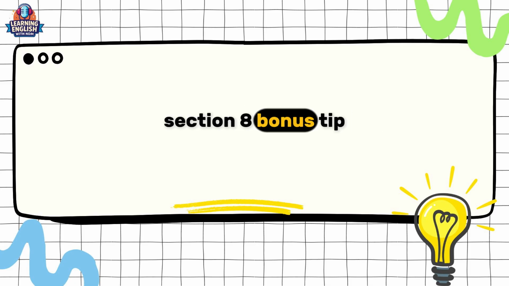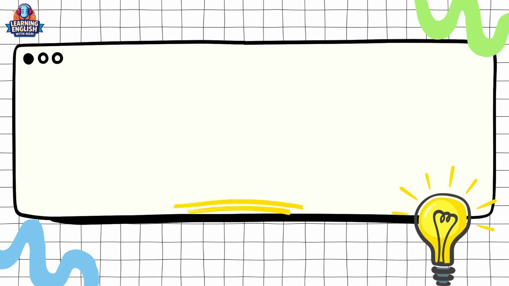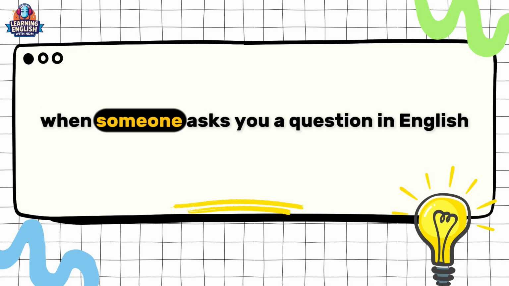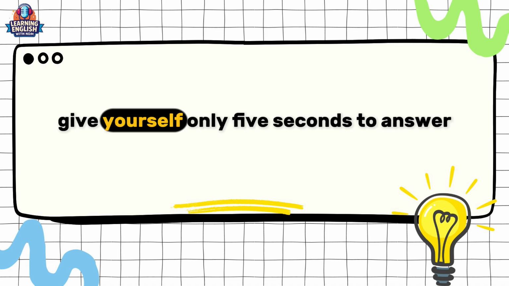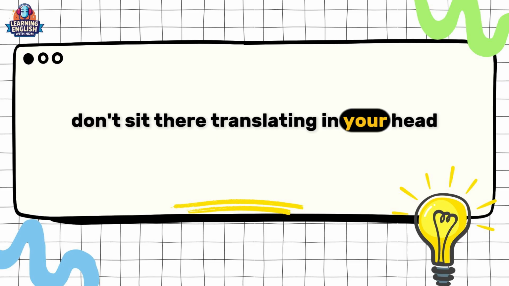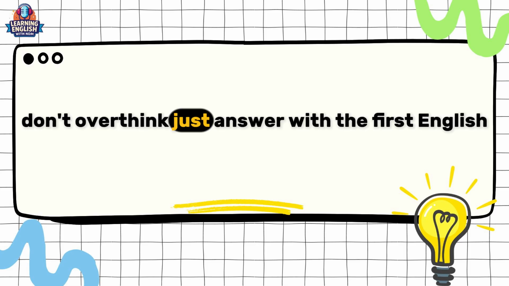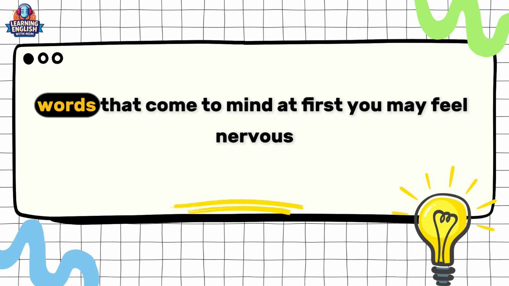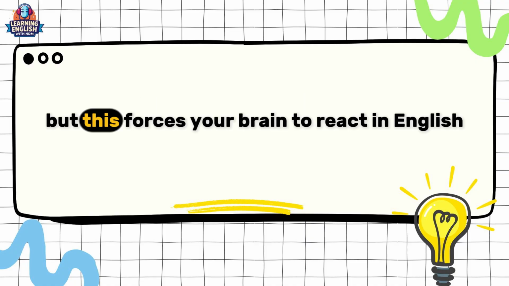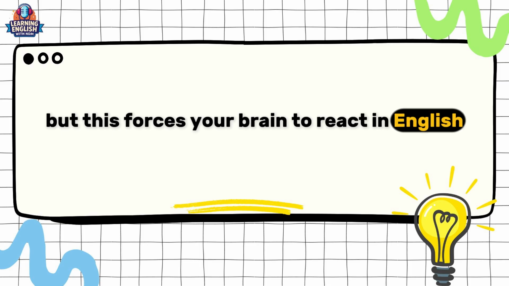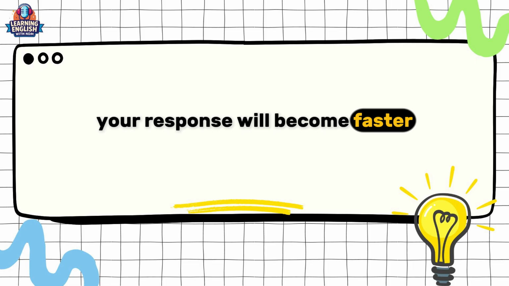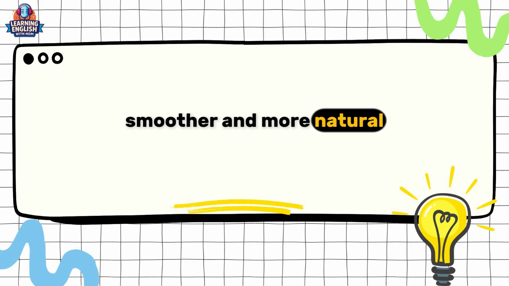Section 8. Bonus tip: the 5-second rule. Finally, here's my favorite tip: the 5-second rule. When someone asks you a question in English, give yourself only 5 seconds to answer. Don't sit there translating in your head. Don't overthink. Just answer with the first English words that come to mind. At first, you may feel nervous, but this forces your brain to react in English, not your native language. Over time, your response will become faster, smoother, and more natural.